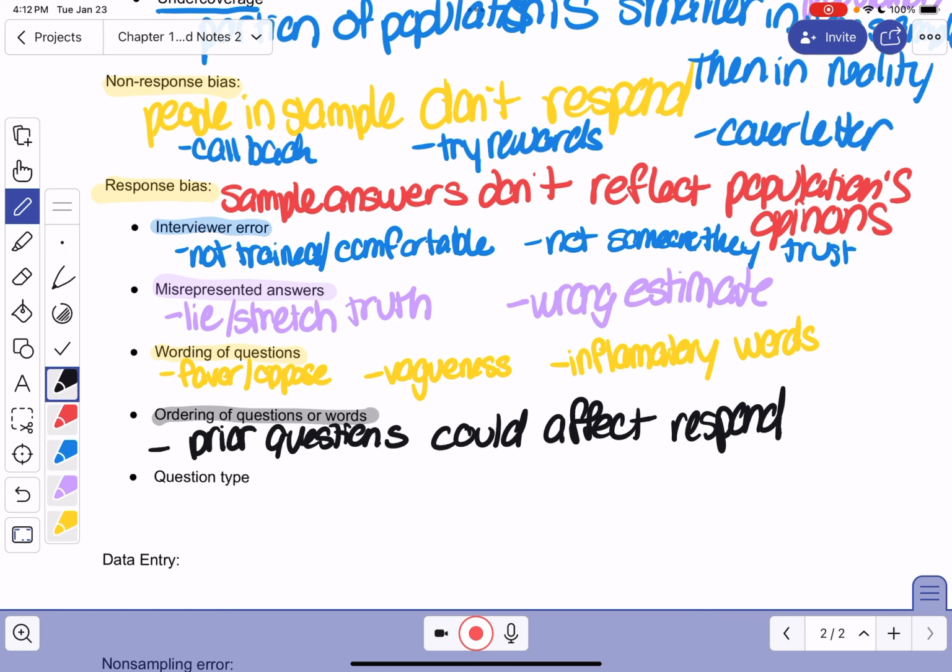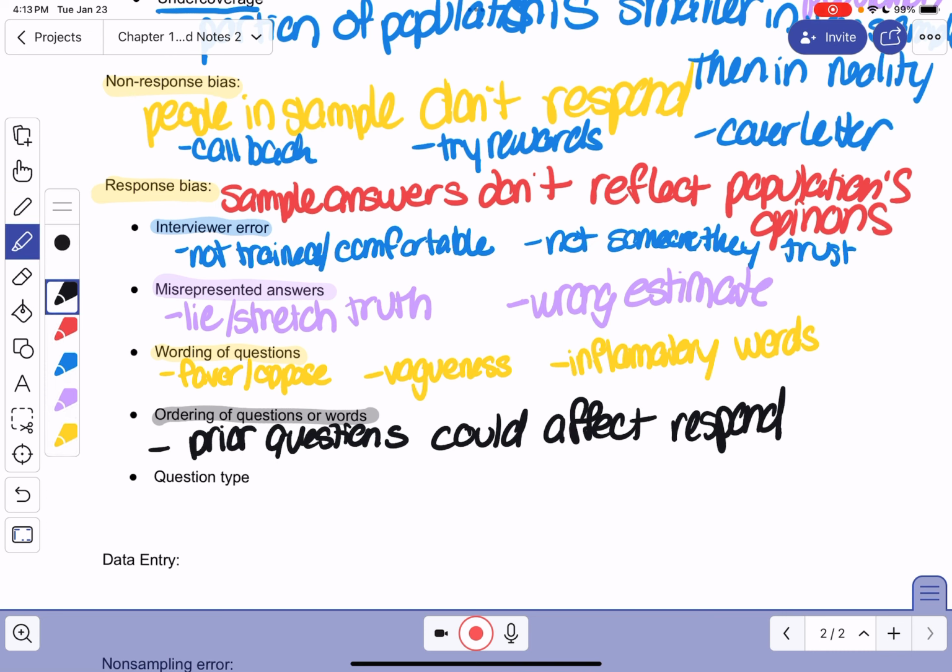For example, if I ask someone, do you believe in abortion? Do you support the woman's right to have an abortion? Some people are just going to say yes or no. If I said, do you believe in rape? Do you think this should be a consequence for rape? And then I ask about abortion. Someone who said no before might say yes now because now they're thinking about it as a rape victim instead of just in general. So that ordering can affect people's answers.